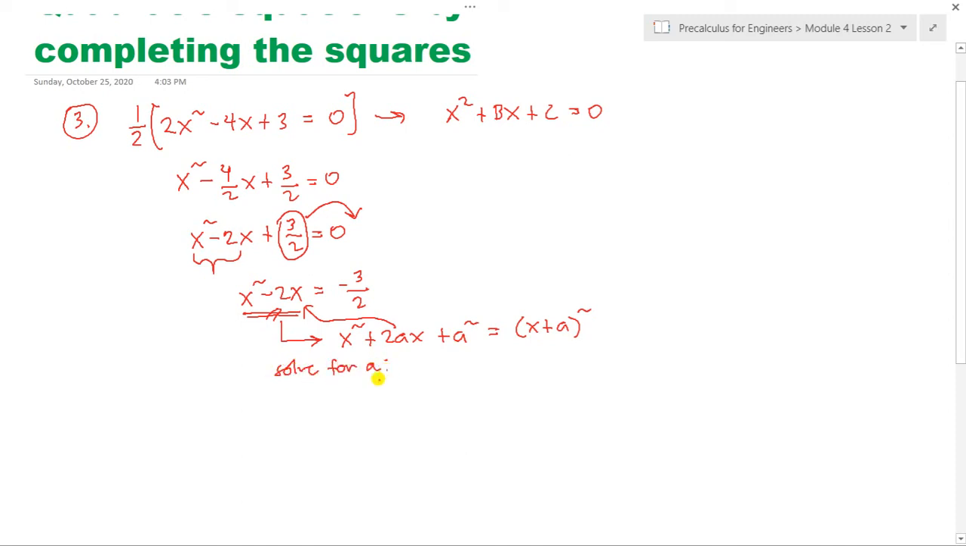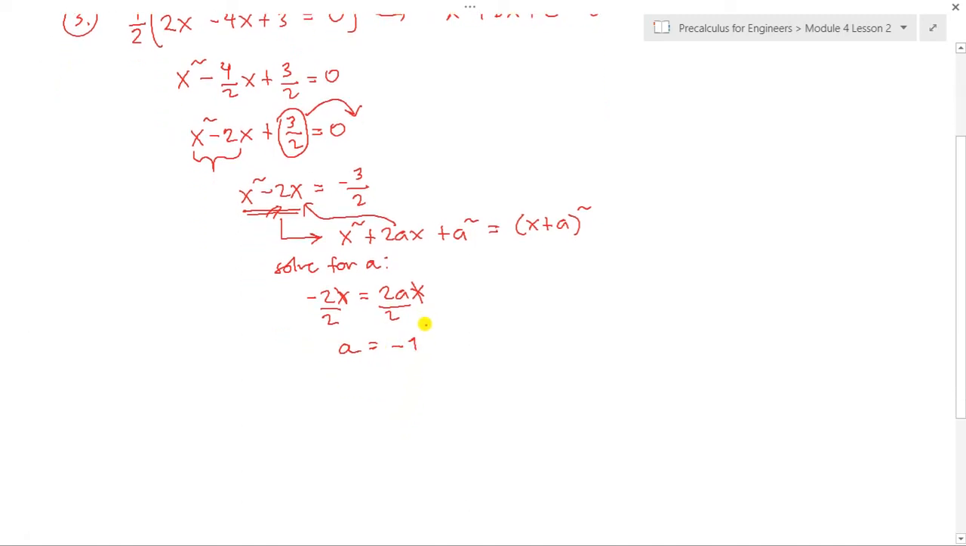So let's solve for a. So we have here negative 2x is equals to 2ax. So since common sa x sa both sides, makancel to and divide by 2. Therefore our a is equals to negative 1. And then square that one both sides. Square the a in order to get the third term. So therefore, our new complete na quadratic equation or expression is x squared minus 2x and then square of a. So we have here square of negative 1 is plus 1.